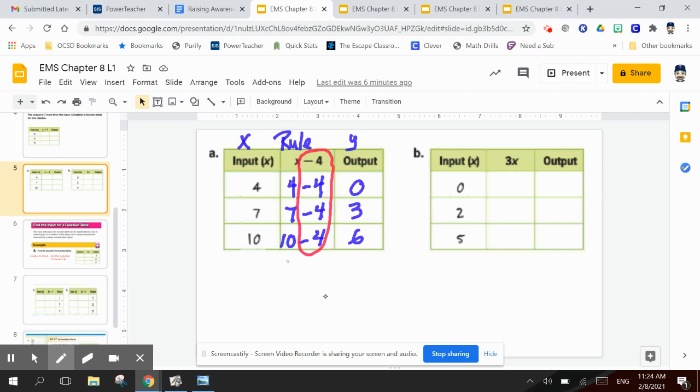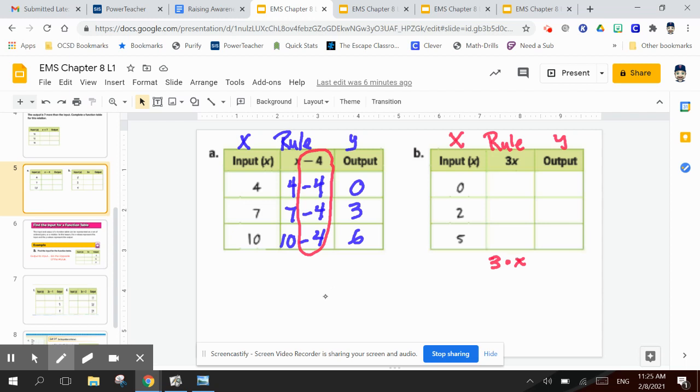The other one here, that's my x value. So letter B, input is x. Here's my rule. My output value is y. So my rule is 3x. So anytime I have a number and a variable side by side, that means to multiply. So I multiply 3 times x.